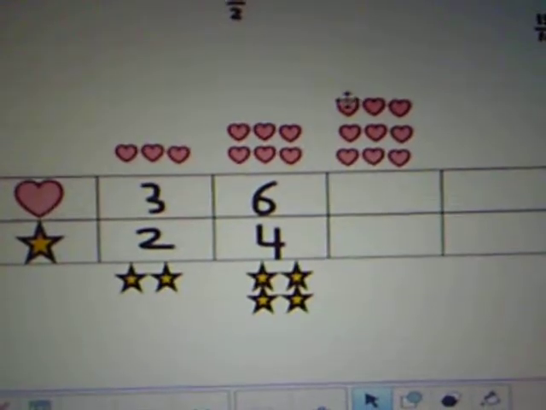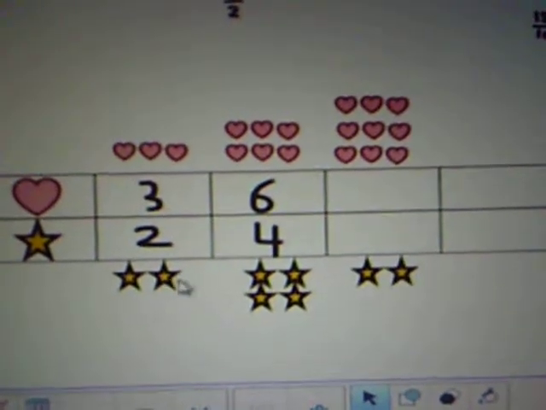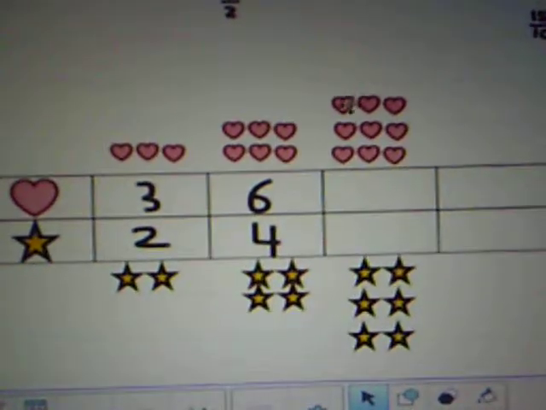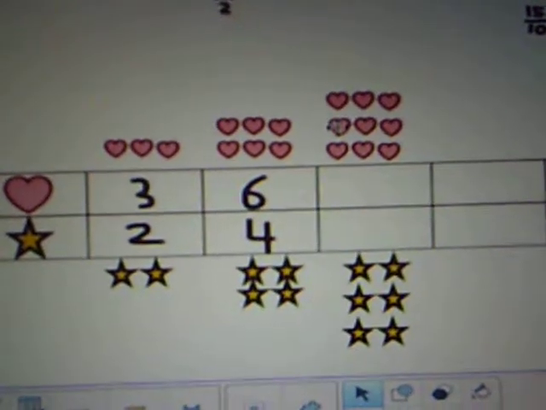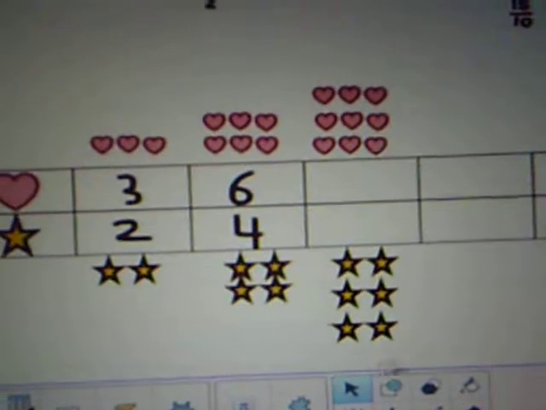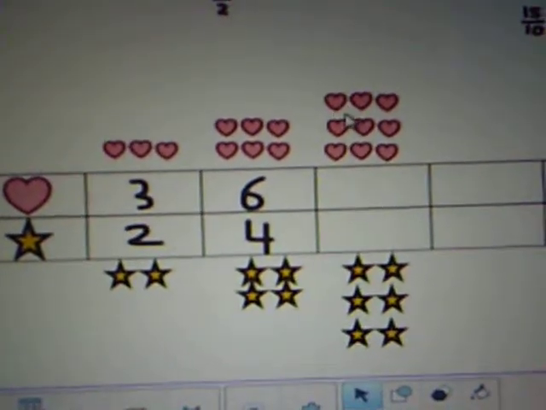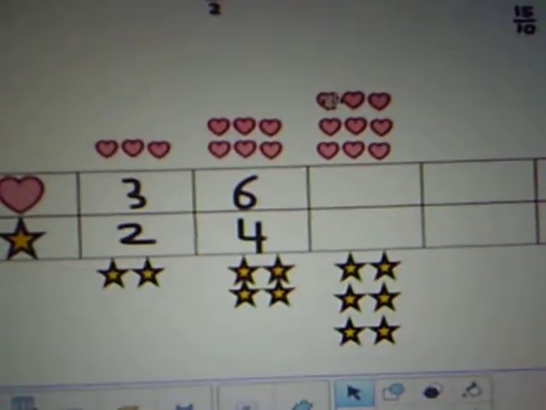Okay? If I add 3 more hearts, then down here I need to add 2 more stars. This set of 3 hearts needs to get 2 stars. This set of 3 hearts needs to also get 2 stars, so that ratio of 3 to 2 stays in place.